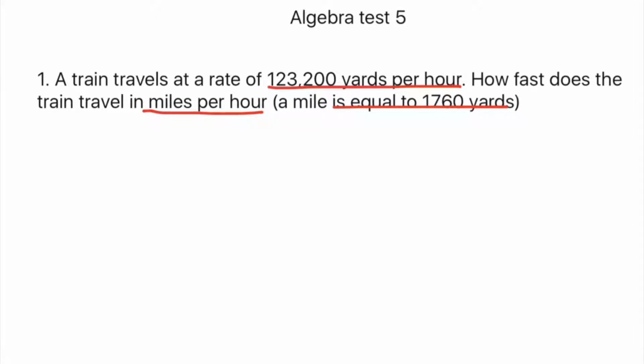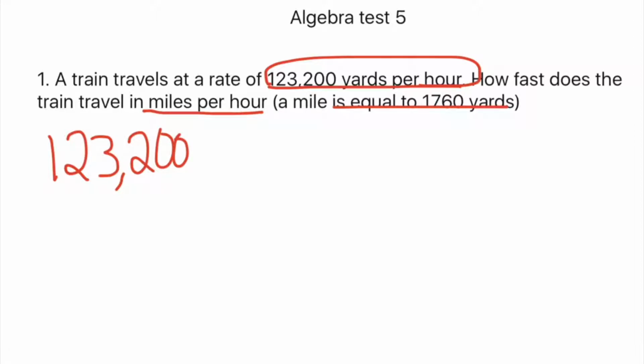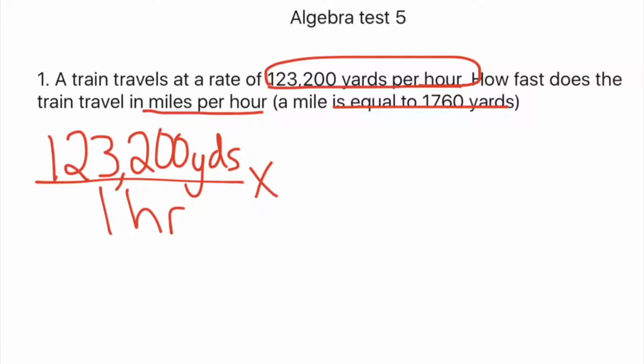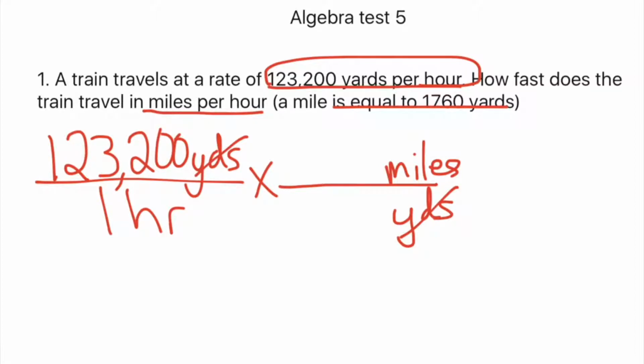So this is just a conversion problem where we use our unit multiplier. So we always start with what they gave us to begin with. So we're starting at 123,200 yards per 1 hour. And then we always multiply it by our unit multiplier. And remember, we're trying to get rid of yards and go to miles. So therefore, we want yards on the bottom and miles on top. So therefore, our yards will cancel and we'll only be left with miles.